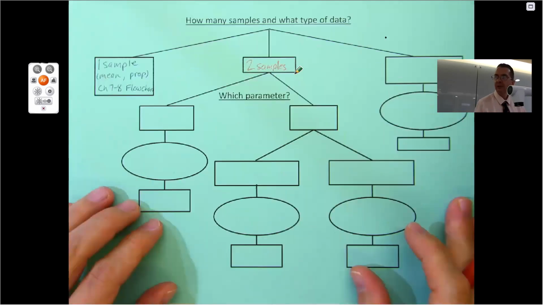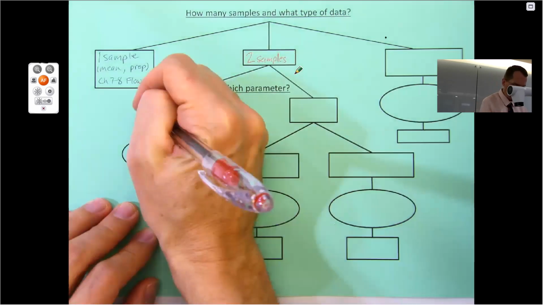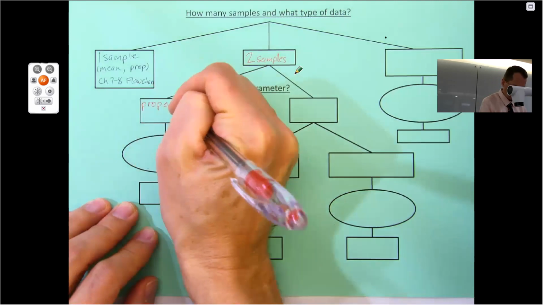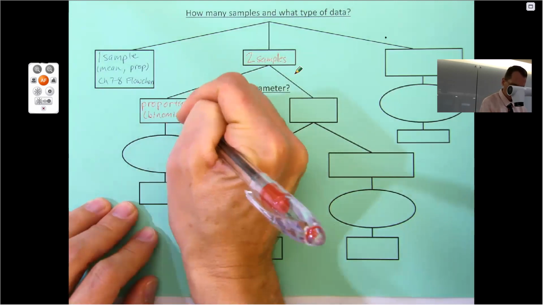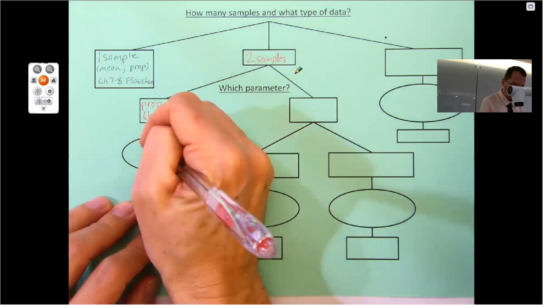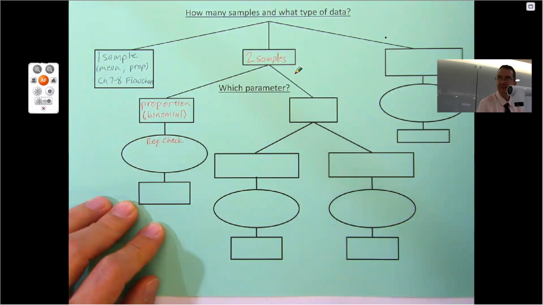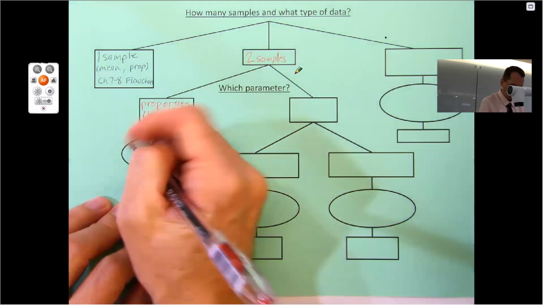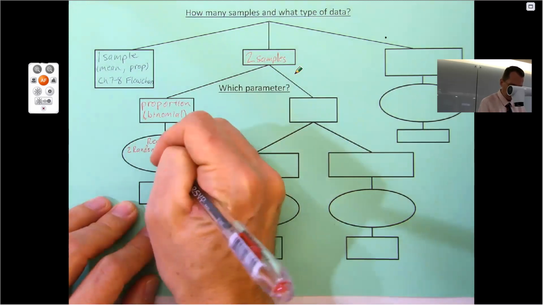And if we take 2 samples, we want to ask ourselves which parameter. Are we dealing with a proportion from a binomial? If so, what requirements do we need to check? Yeah, so we need 2 random independent samples.